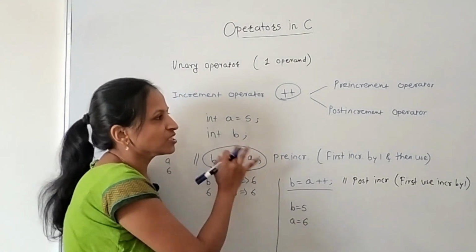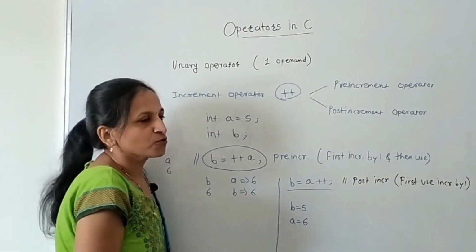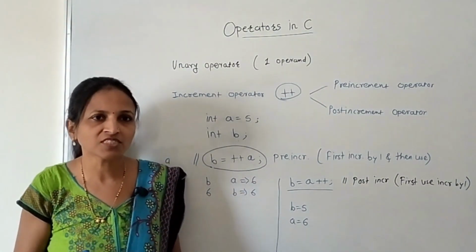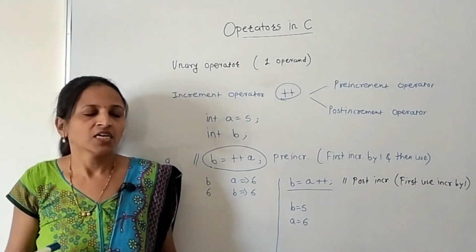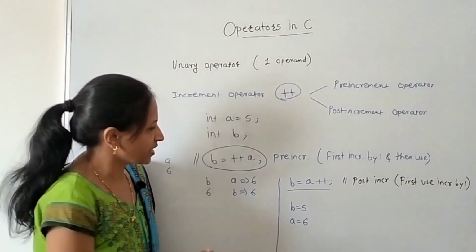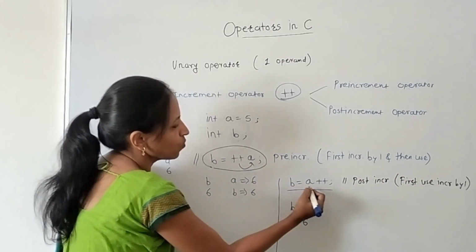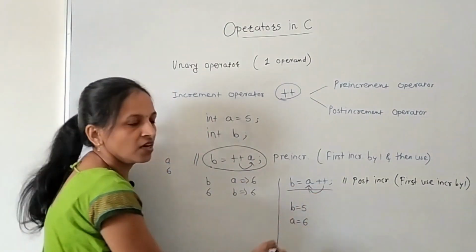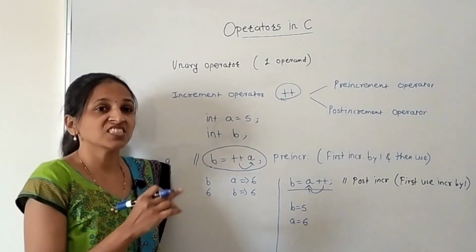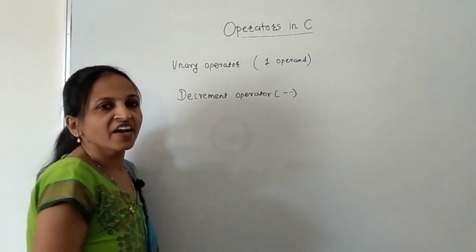This is the difference between pre and post. Pre means first increment then use, post means first use then increment. This is the increment operator and this is again a unary operator because it is acting on only a single operand. Getting? Okay, now next operator, that is the decrement operator.